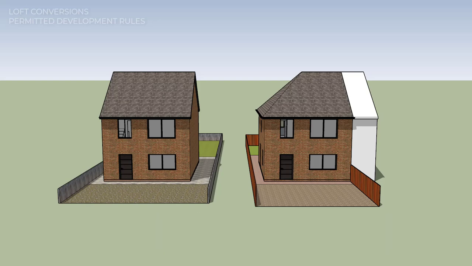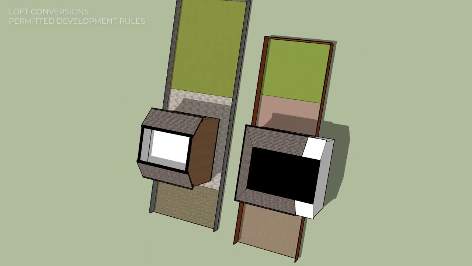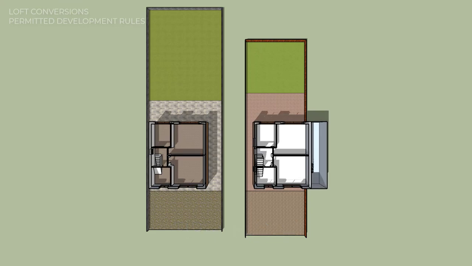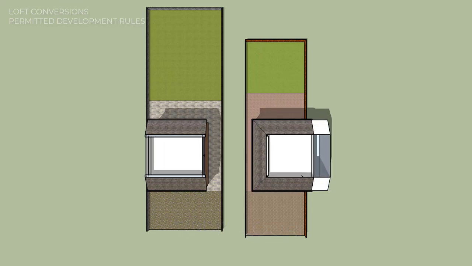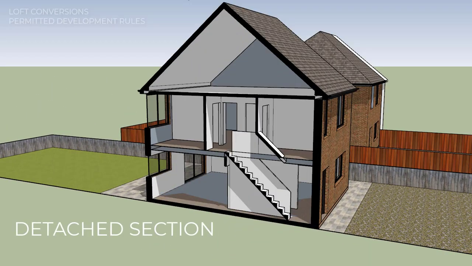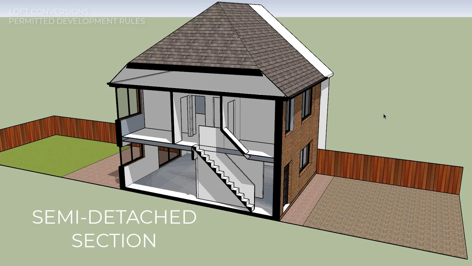We have two types of house shown, a detached house and a semi-detached house. For the purpose of this video, both houses have the same size, footprint and internal layout. We're now looking at the front elevation. So we take a look at the rear elevation. We take a look at the ground floor plan, the first floor plan and the loft space. We also take a look at a section of the house, both the detached house and the semi-detached house, so we can see the general arrangement and layout.